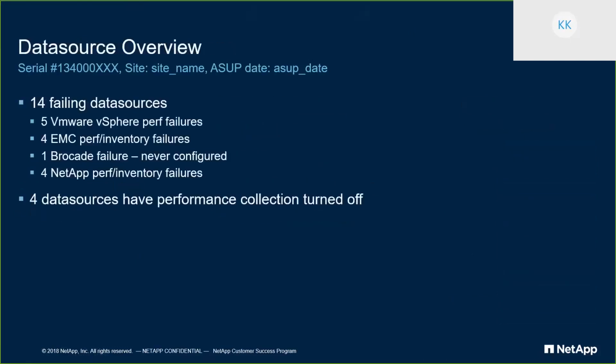So this is an example of a data source overview that you might see, right? This particular customer had 14 failing data sources, where I've been able to break down what's happening with each, as well as 4 different data sources that had performance collection turned off. I think they had somewhere around 150 devices being covered by these 4 data sources. So if you can imagine, they weren't even aware that all that performance information was being missed. So we were able to identify that and make some recommendations.